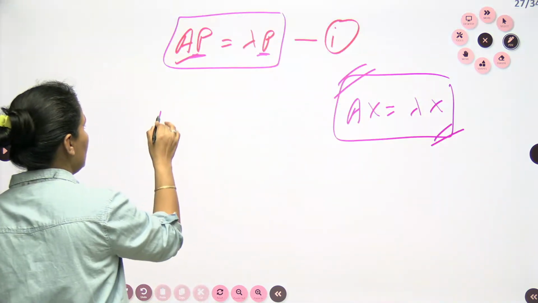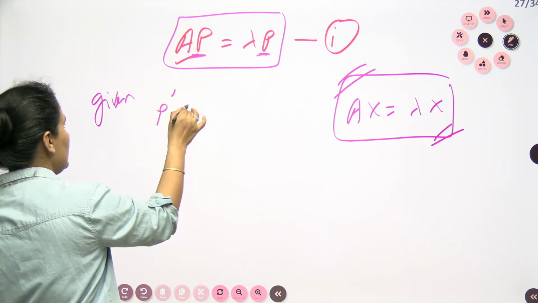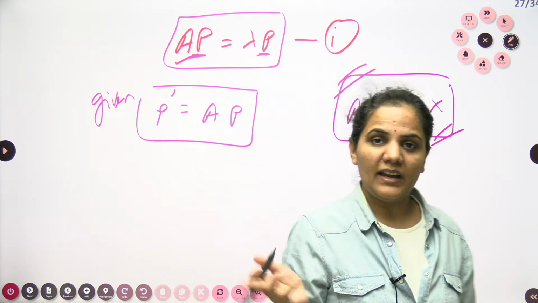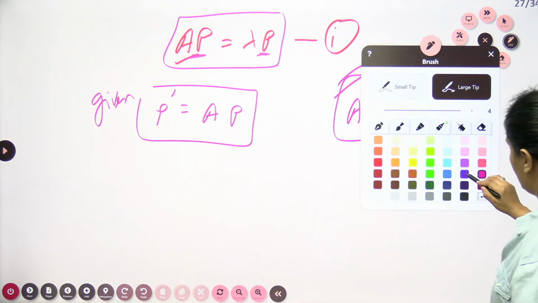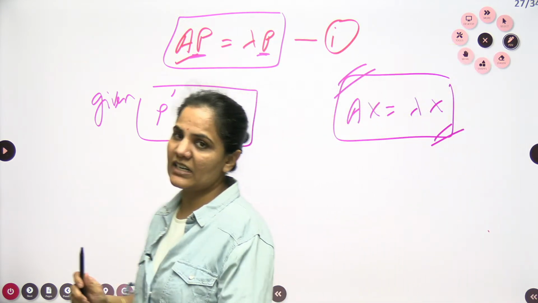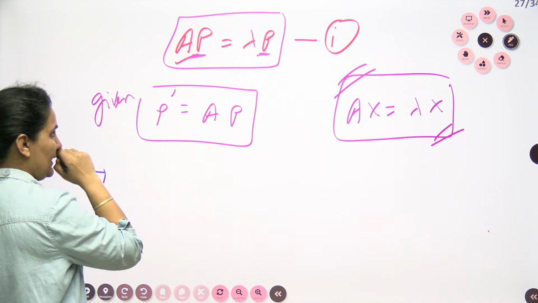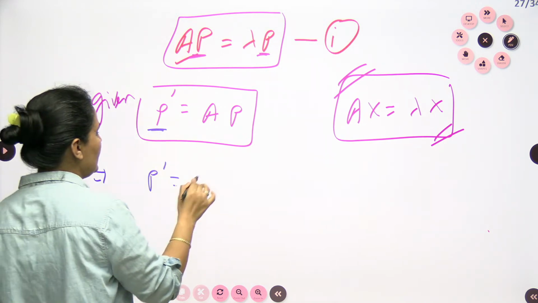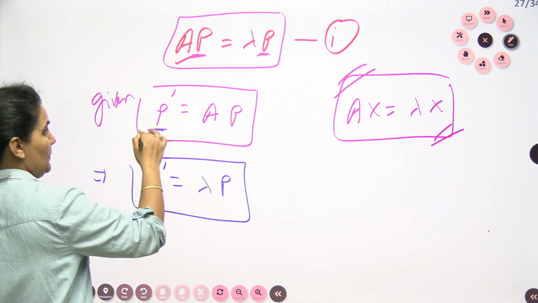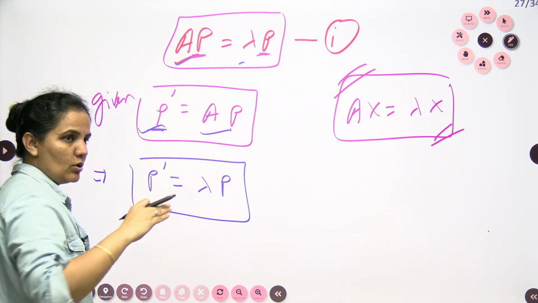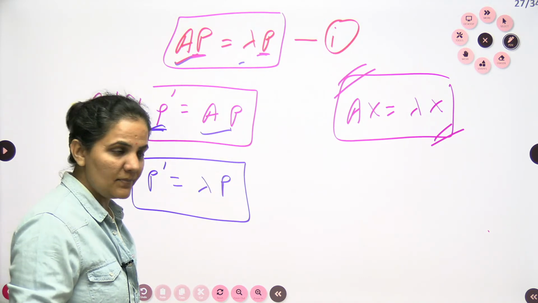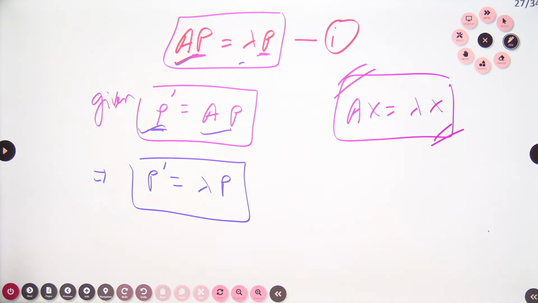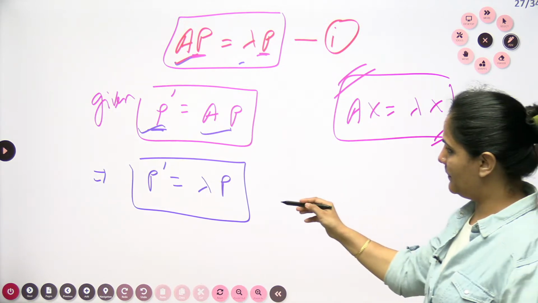Now, going to the second one, it is given in the question that P dash is equal to AP. So according to me, lambda P is equal to AP, and according to the question, P dash is equal to AP. So by the first and second, we can write down directly that P dash is equal to lambda P. When P dash is equal to AP and AP is equal to lambda P, automatically P dash is equal to lambda P. So we can very easily understand, dear students, that it is clearly mentioned that P dash is equal to lambda P.